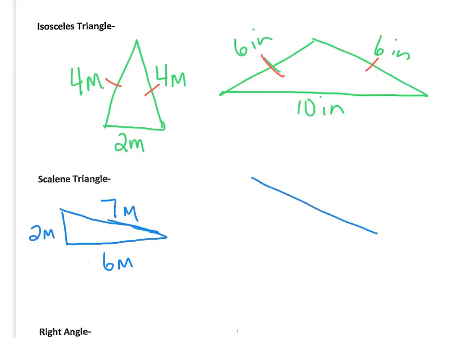Maybe like this one here, where let's say this is 4 inches, this is 7 inches, and this is 9 inches. As long as all the sides are a different length, then it would be considered a scalene triangle.